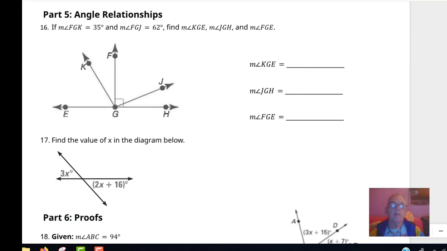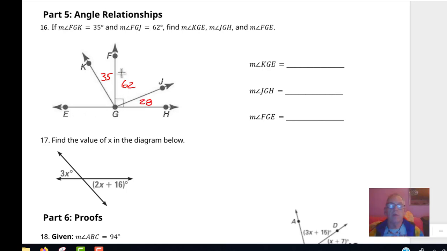Okay, let's look at part 5. If FGK is 35 degrees, and FGJ is 62 degrees, find the measure of KGE. Now, a couple things going on here. Looking at the diagram, we see that this FGH angle is a right angle. If one piece of it is 62, the other piece needs to make up the 90 degrees. That's going to be a 28.